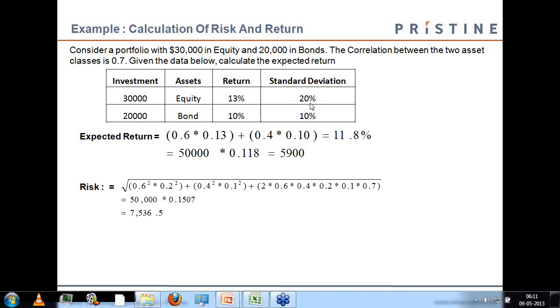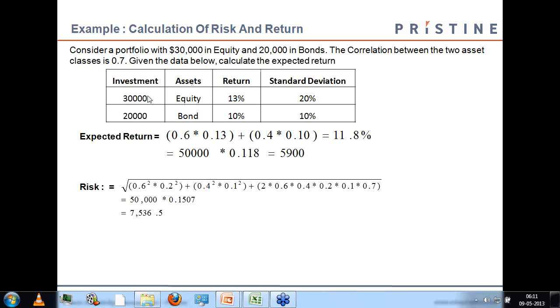You can expect this kind of question in the CFA level 1 exam, right? So the next question is, we have been given a portfolio which has $30,000 in equity and $20,000 in bonds. The correlation between the two assets is 0.7. And we have also been given a table. We have to calculate the expected return.